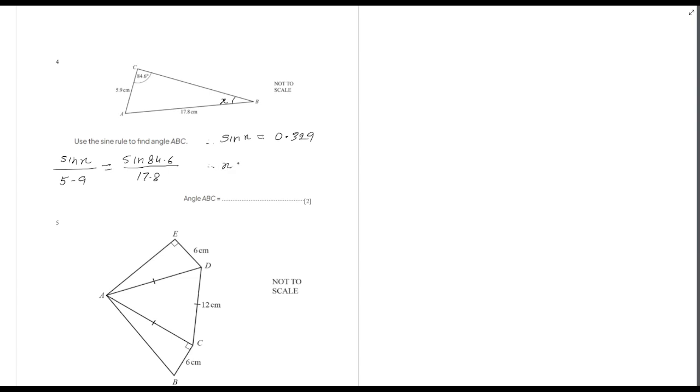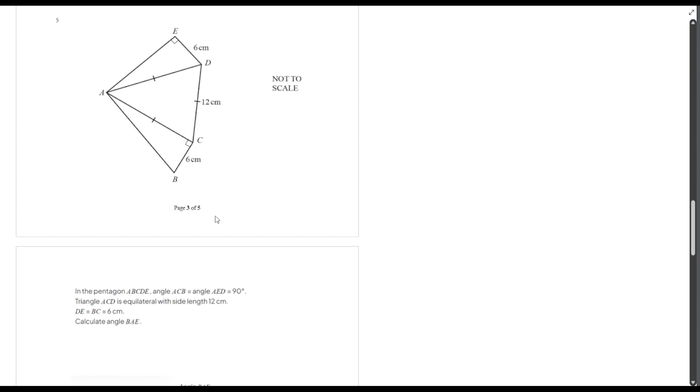Therefore your angle x is equal to sine inverse of 0.329. Whatever answer I am getting in my calculator, I will use that whole thing for calculation so that my answer will be more accurate. Up to one decimal place, the answer is 19.3 degrees. So your answer ABC is 19.3 degrees.